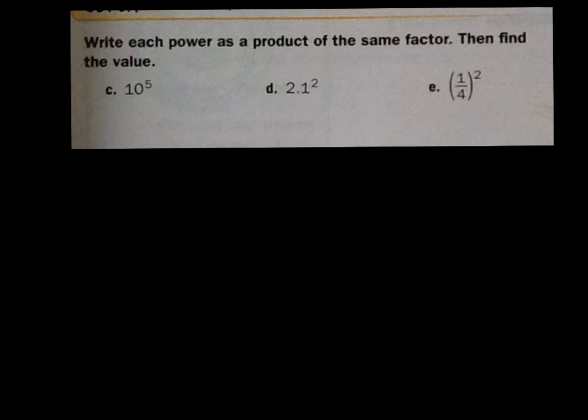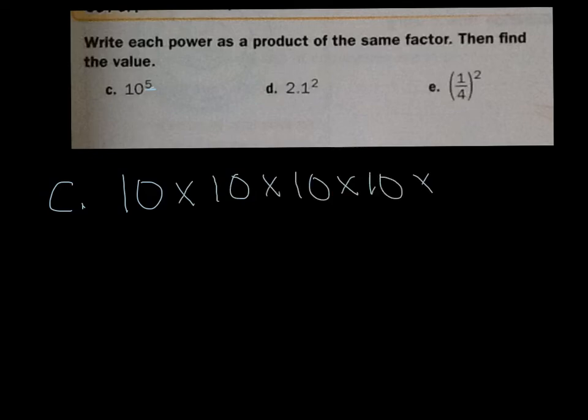You can follow along with me on page 435. We are going to do C, D, and E at the bottom of the page. We want to write each power as a product of the same factor, then find the value. Well, let's start with the letter C. Instead of having 10 to the 5th, we want to rewrite that. Well, 10 being our base becomes our factor, and I need to take it times 5 times. So I need to write all that out.